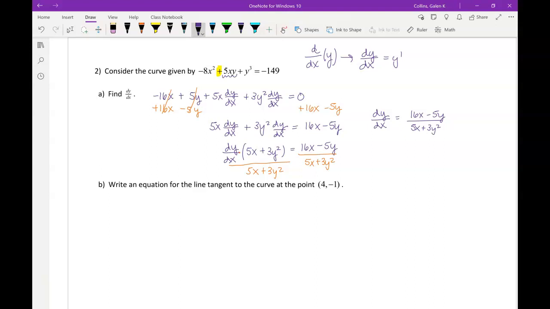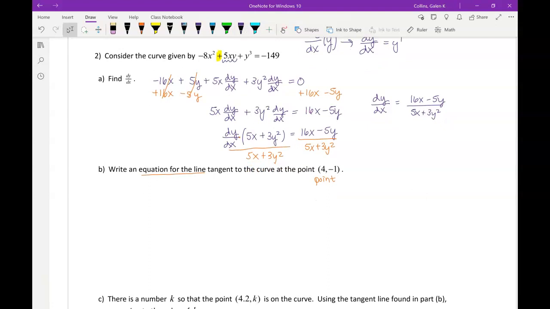So again, when we write our equation for the tangent line, we can use point slope form. And here we are already given the point. I think I was trying to make this harder in my head than it needed to be. So if I'm using point slope form, the only other thing I need to write the equation for a line would be the slope. And I know that the slope is going to be my derivative evaluated at this point 4, -1.